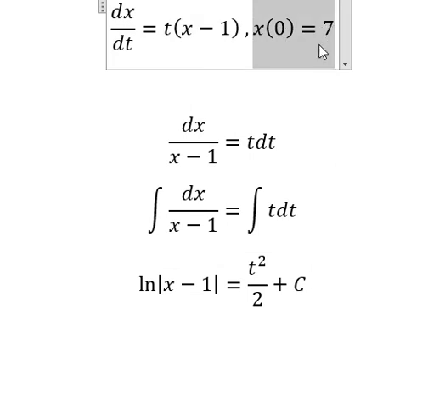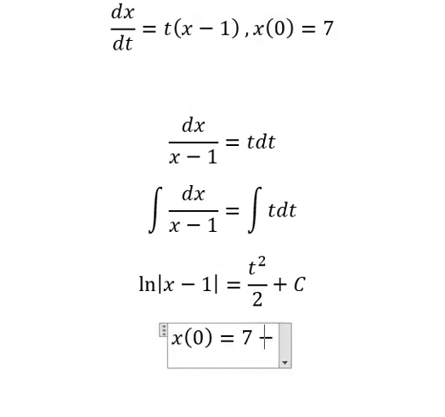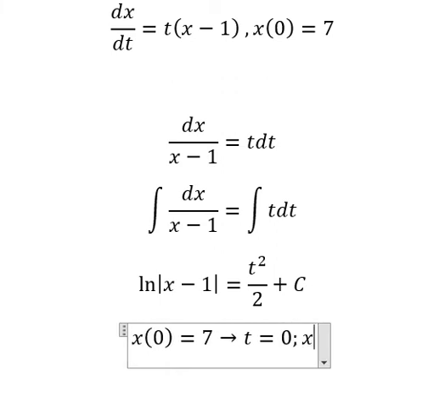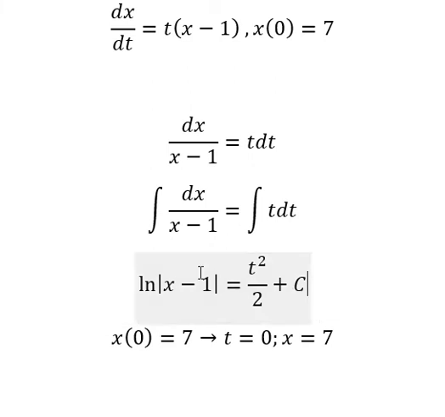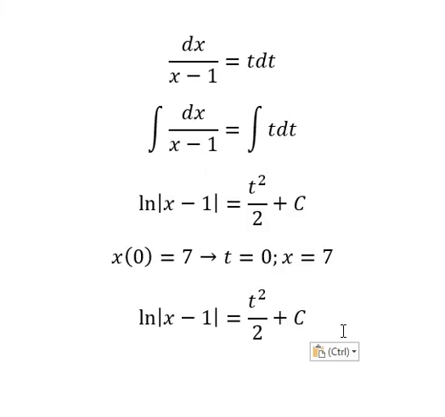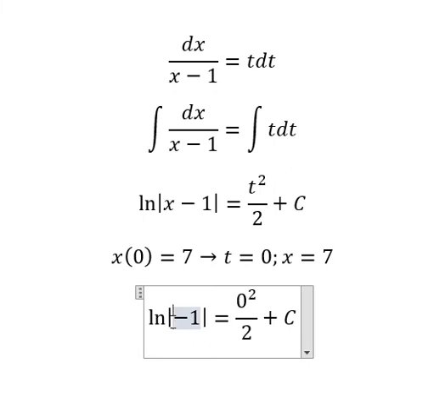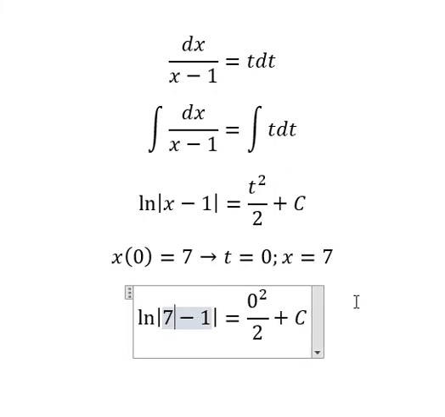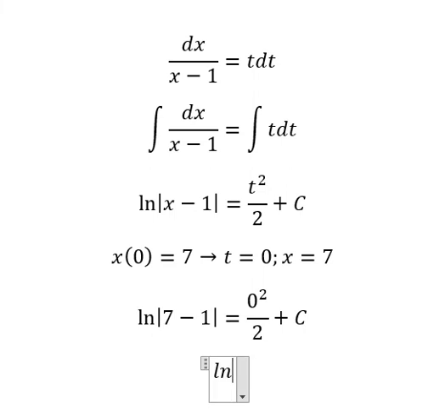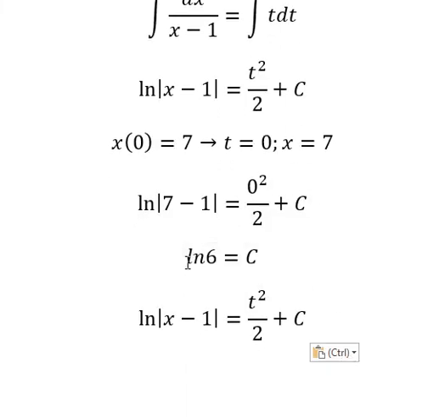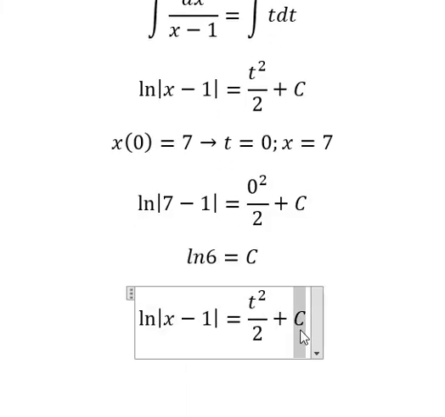Now we have the conditions in here. That means t equals 0, s equals 7. So we put 0 in here, 7 in here. So we have ln of 6 equals c. So that means we put this one in here.